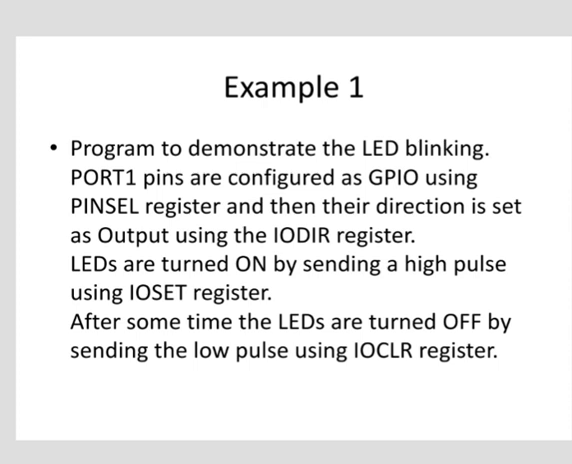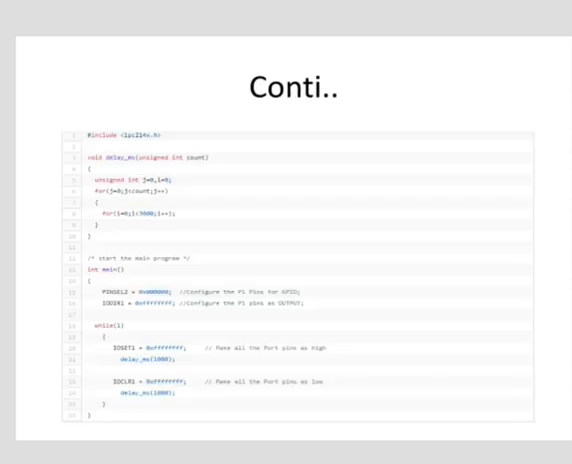The port 1 pins are configured as GPIO using the pin select register, and then their direction is set as output using the IO-DIR register. The LEDs are turned on by sending a high pulse using the IO-SET register. After some time, the LEDs are turned off by sending the low pulse using the IO-CLR register.